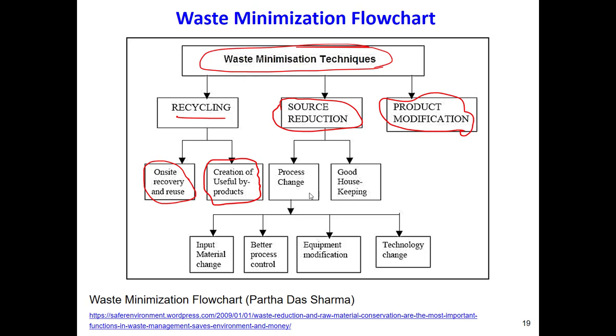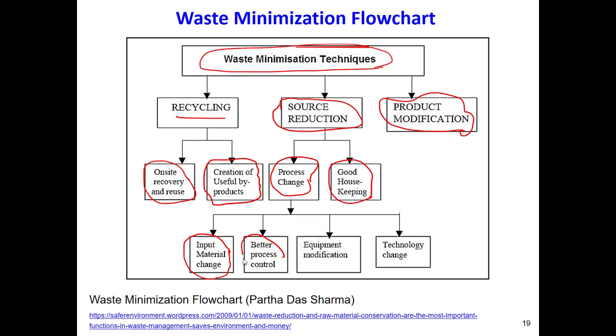Source reduction, to reduce the consumption of the resources or raw material. What we can do, we can change our process, modify our process, good housekeeping, or maintenance. This also helps us to reduce the use of our raw materials. Then okay, process change, again, it can be changing the input material. Okay, we can change the material, we can make them more pure by using some separation process, or even we use the material that is best fit to our process.